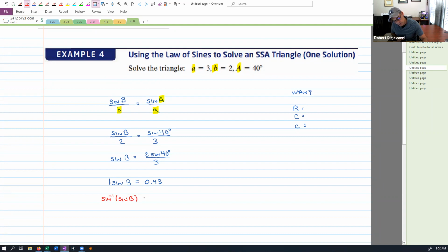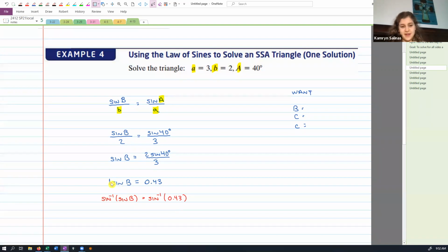Was that a question? I'm sorry. I have a quick question. Yep. Why are we taking the arc sine? Because we want to know what capital B is, right? We don't want to know what sine of B is. We want to know what the angle B itself is. Oh, okay. So we're killing off the sine by bringing the inverse sine in. The inverse sine of sine gets us B by itself. Does that make sense? Yeah, that makes sense. Okay. Thank you. Yep, no problem.